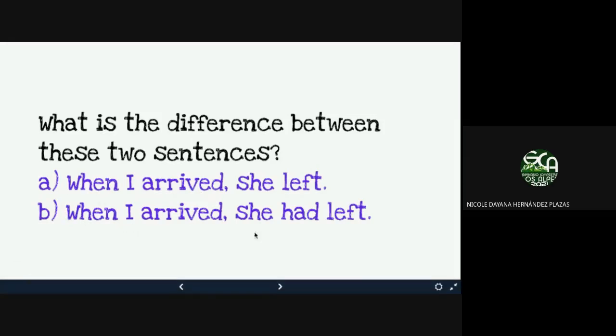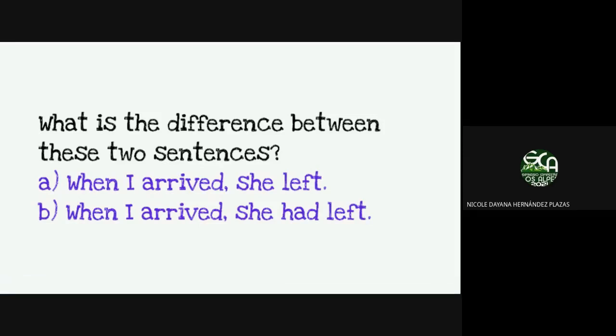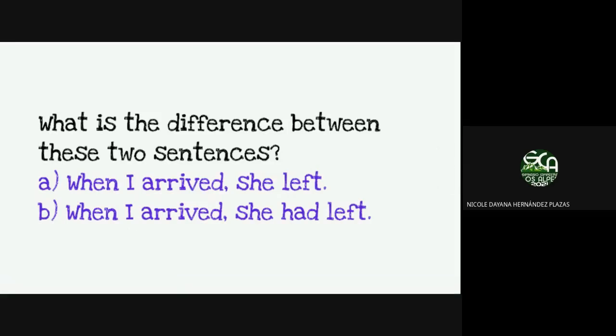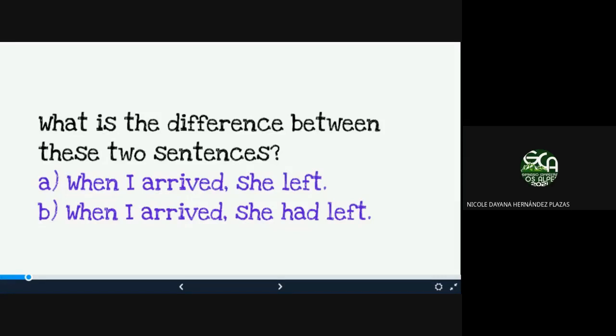That's it. But what happened with the second one? You don't have like a chain of activities or eventualities here. When I arrived, she had left. Cuando yo llegué, ella ya se había ido. So tell me, what happened first? The fact that you arrived or the fact that she had left? What happened first? She left. The fact that she left. So look at this. Ella se había ido.